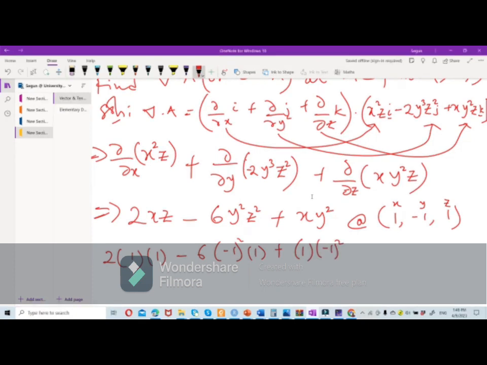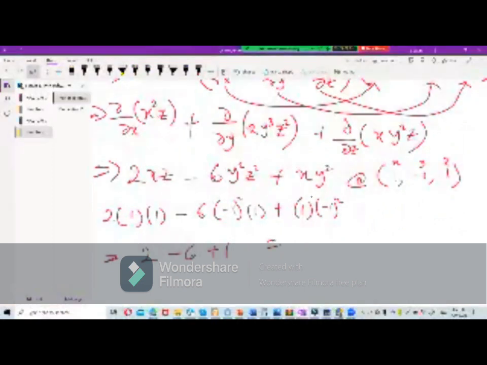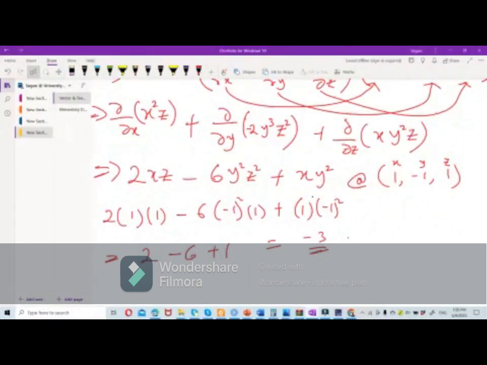So the final answer in this case will be what? You have 2 minus 6 plus 1. You have what? Minus 3. So that's the answer for this case. Any question? Silence means no question. So we proceed.